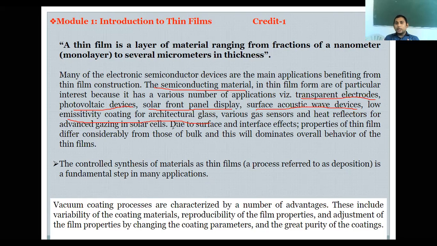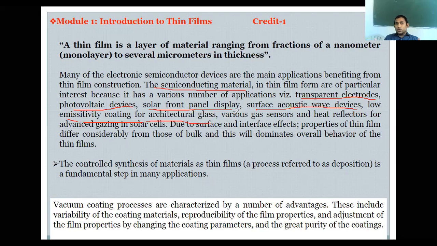These applications we will discuss in our fourth module. Here I am only focusing on the basic nature of thin film. So what is the definition of thin film? We already discussed it. And why is thin film important? What are the advantages of thin film? Why is thin film construction important? Due to those application purposes, we prepare thin films.